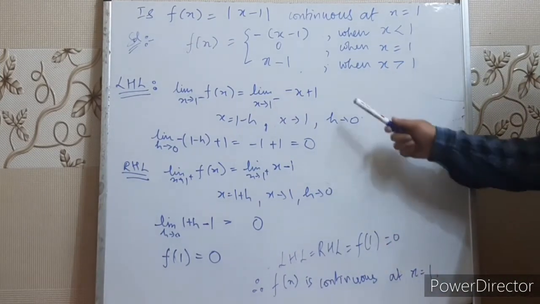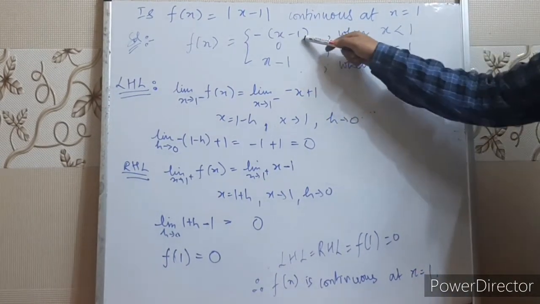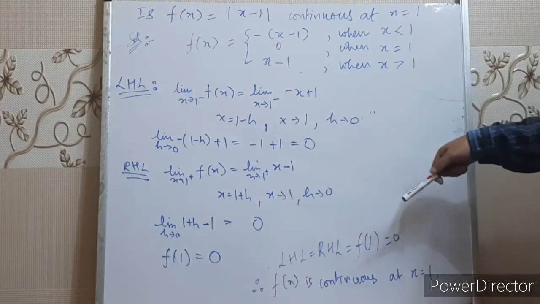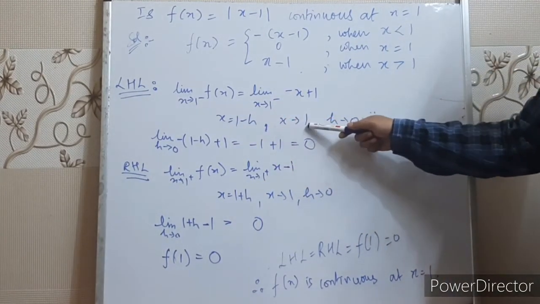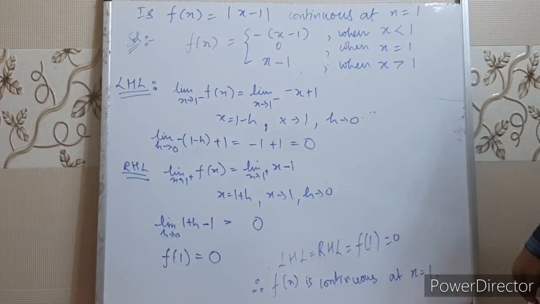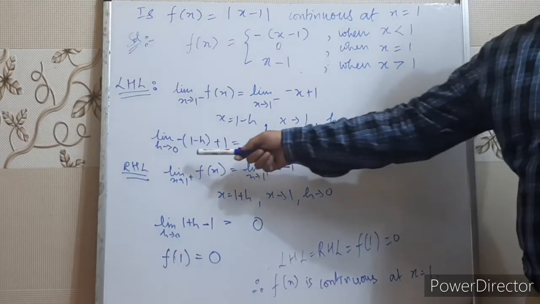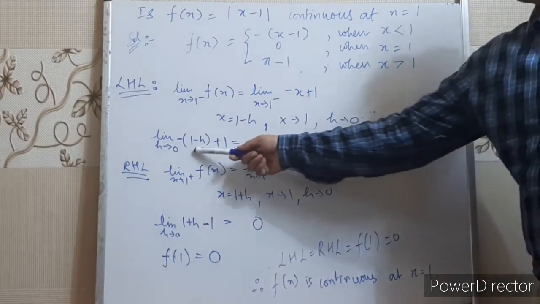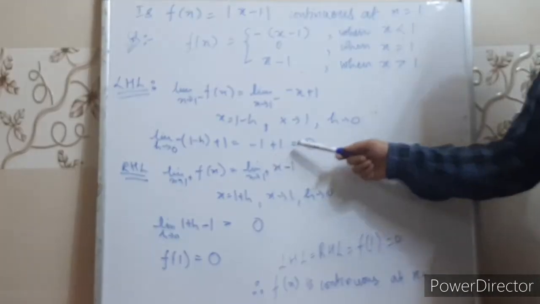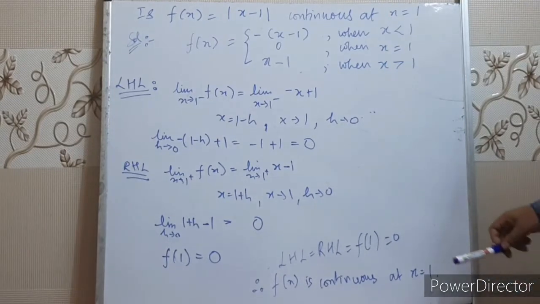So if we calculate the left hand limit of the function when x is less than 1, the value of the function is minus x plus 1, right children? And we put x equals to 1 minus h, when x moves to 1, h moves to 0. So in place of x we are going to put 1 minus h, right? So when you do that, limit h tends to 0, what will we get? At h equals 0, minus 1 plus 1, that is 0. That means the value of the left hand limit is 0. Let's see the right hand limit.